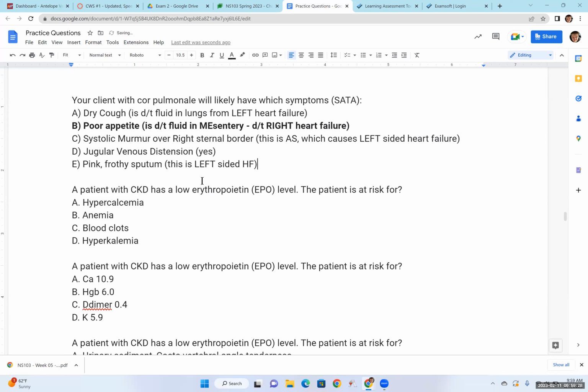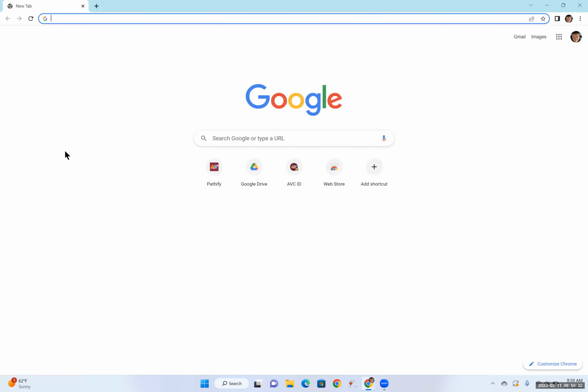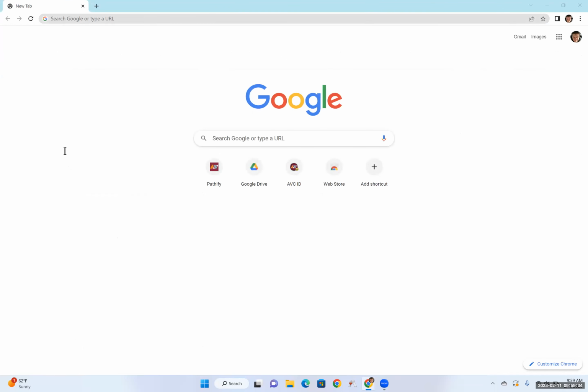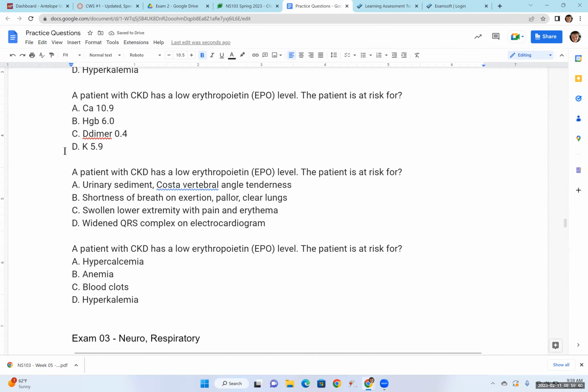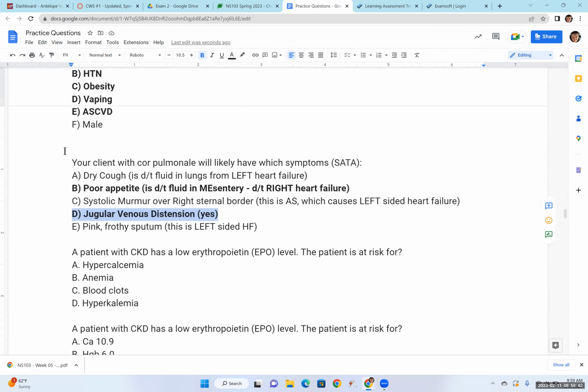Specifically HFrEF. Okay. All right, patient with CKD has low EPO. That's the renal section here. These are renal questions. All right, what other questions?